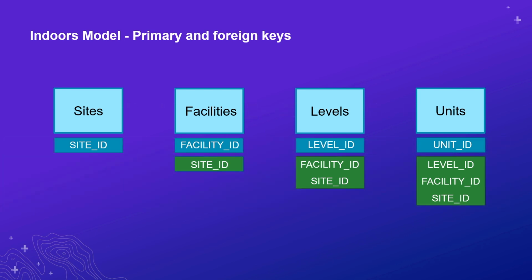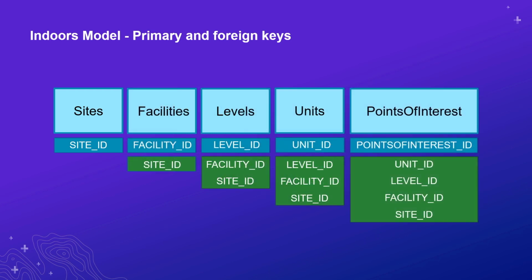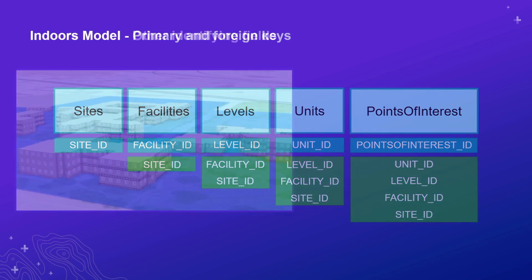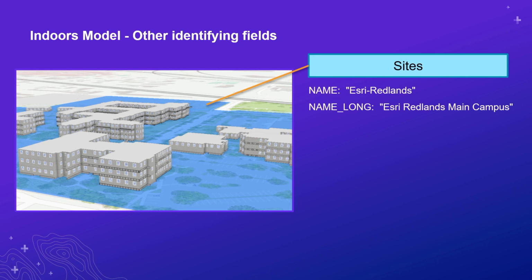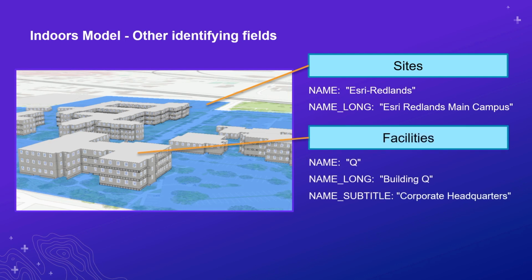These keys are used throughout the Indoors model, including in the Details and Points of Interest feature classes. With this approach, we have keys we can use to quickly and efficiently relate any feature to any other feature anywhere in the hierarchy. In addition to the ID fields, the Indoors model provides other attributes we can use to identify features, such as these name fields. The values in these fields are well suited for display as labels, in pop-ups, or in other UI elements.